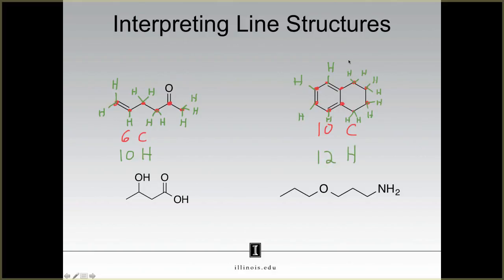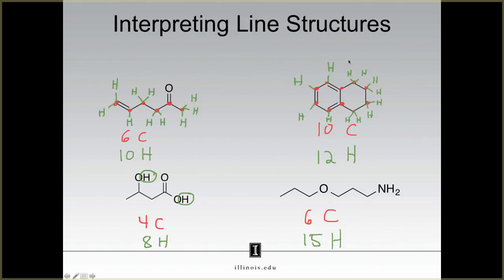Now let's look at the structure in the bottom left. I see 4 carbons, and I see 8 hydrogens. If you only counted 6 hydrogen atoms, don't forget to include the hydrogen atoms attached to the heteroatoms. Those are also present. They are important to count. If we go to the structure in the bottom right, I see 6 carbon atoms and 15 hydrogen atoms. If your numbers don't match mine, go ahead and draw in the implicit hydrogens and count again.